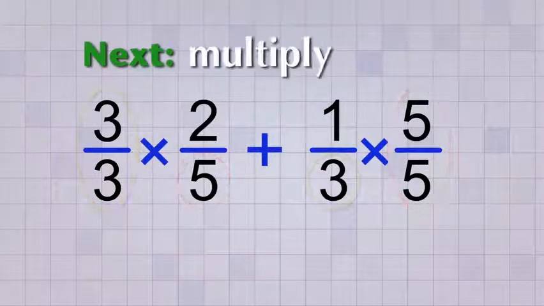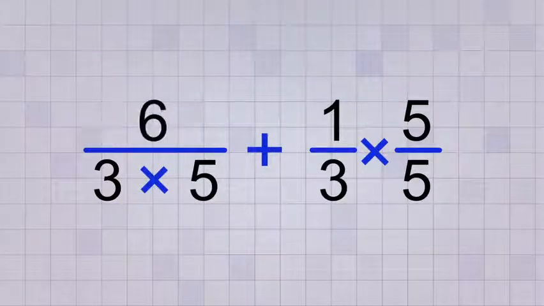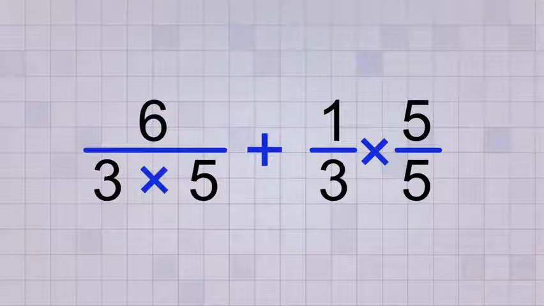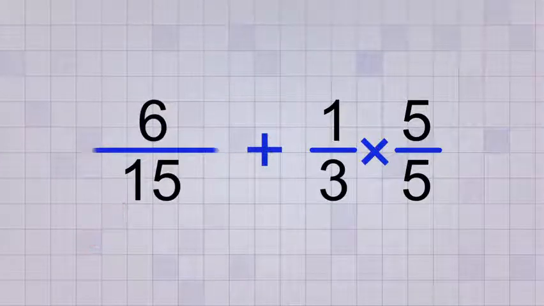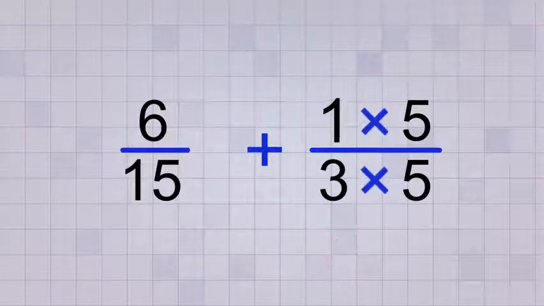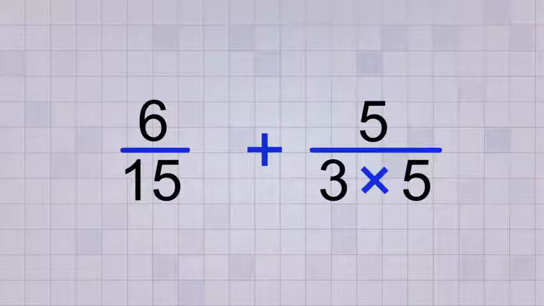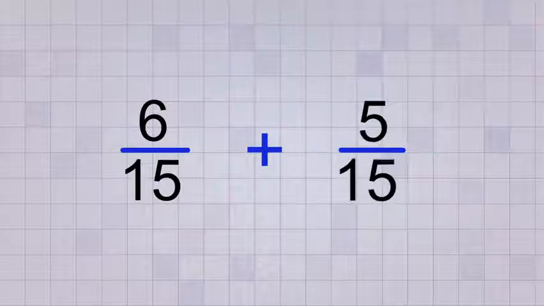Next, we multiply starting with our first fraction. On the top, 3 times 2 equals 6. And on the bottom, 3 times 5 equals 15. So our first fraction has become 6 over 15. Now for the second fraction. On the top, 1 times 5 equals 5. And on the bottom, 3 times 5 equals 15. So our second fraction has become 5 over 15.